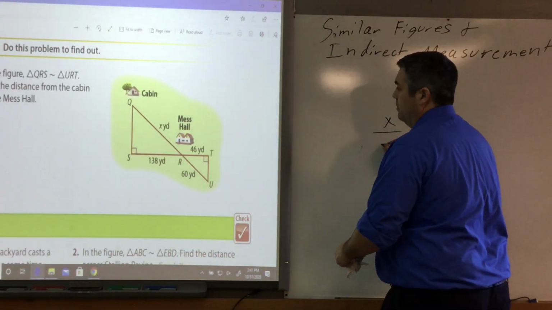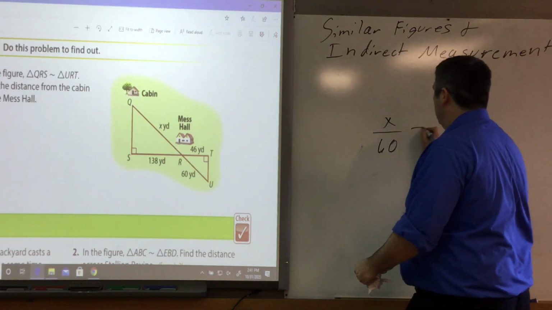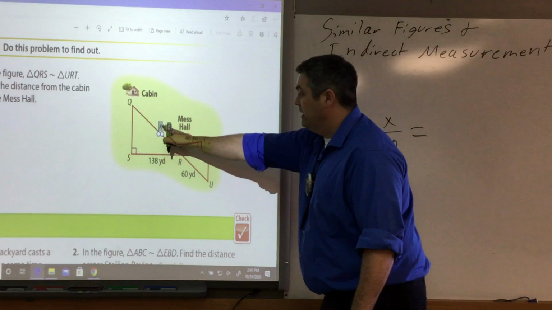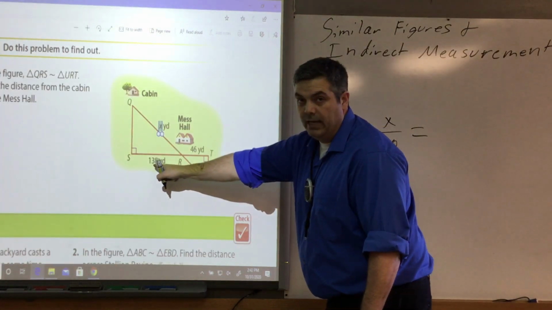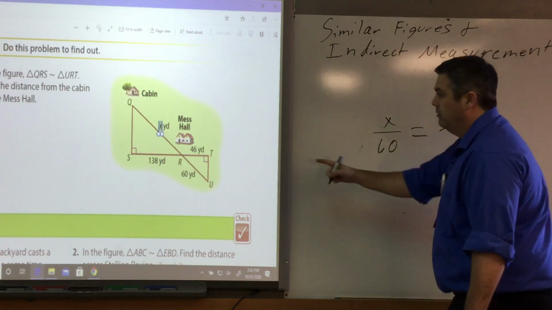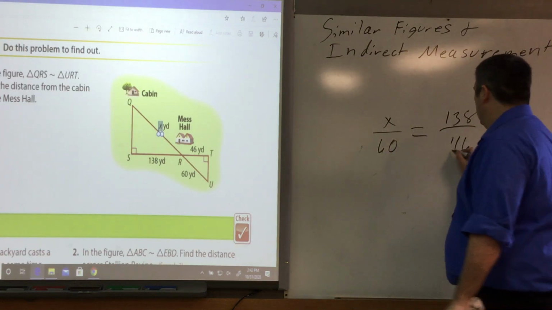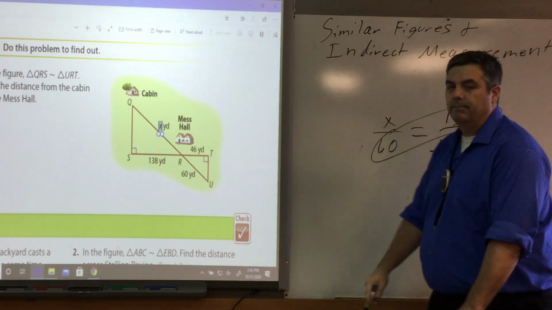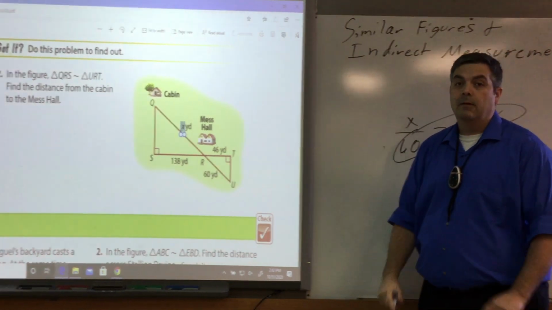x over 60 equals... if I put x on top, this 138 has to be on top. 138 over 46. Cross multiply, divide. That's all there is to this, guys.